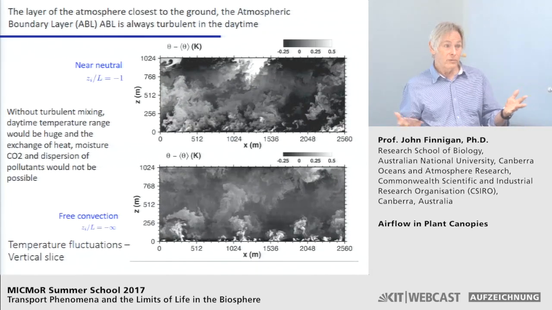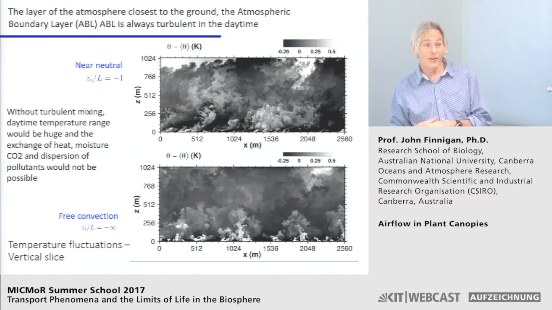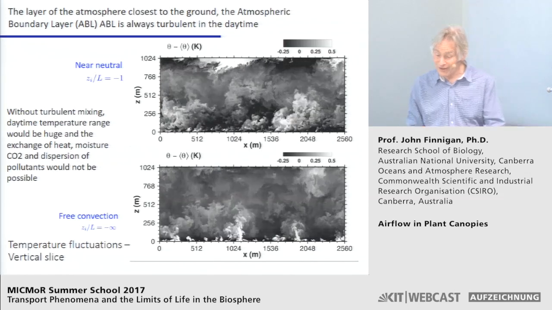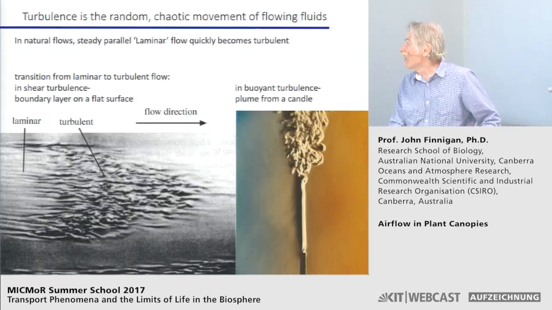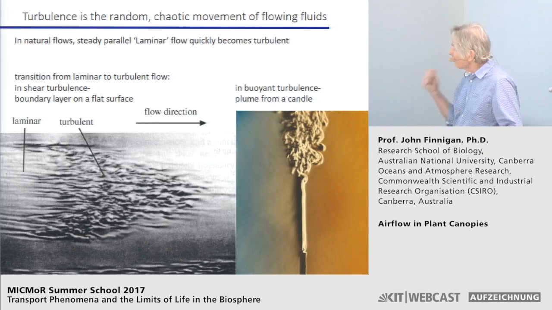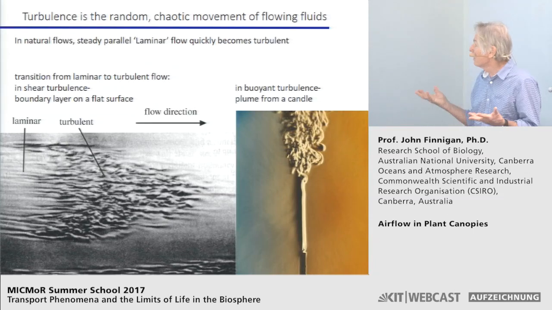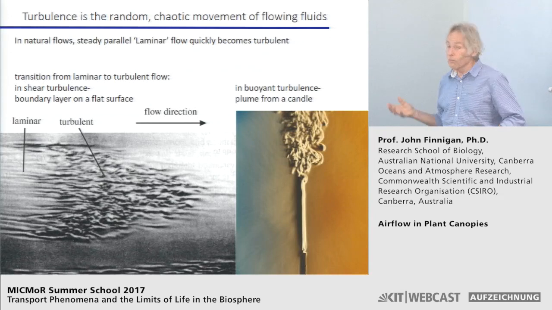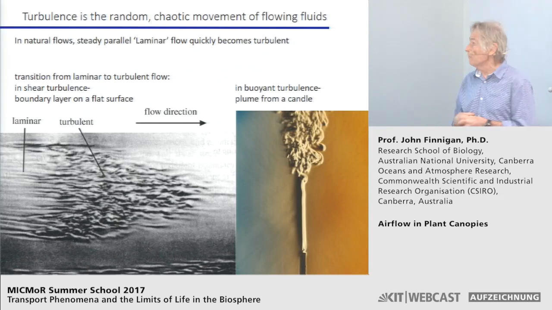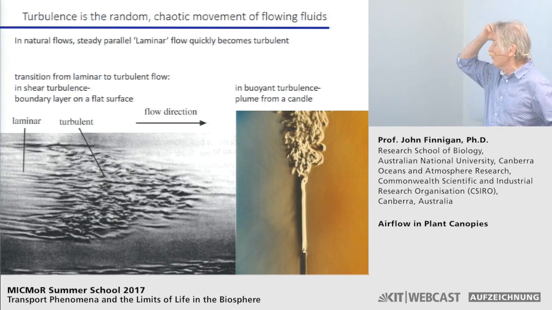And basically, we choke, freeze, starve, die in our own exhalations or whatever. So it's absolutely essential. So let's start by looking at turbulence. Turbulence is this chaotic, random movement of fluids when they're flowing. There are two kinds of turbulence pictured here.